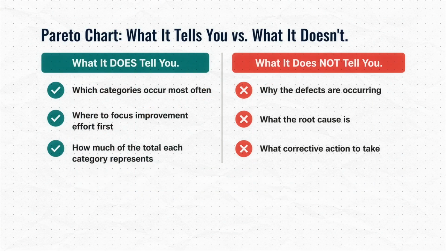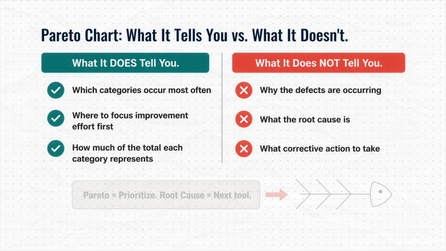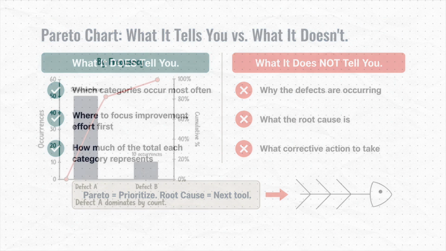Let's continue with a few practical points worth knowing. Pareto charts work on counts and frequencies, not on root causes. They tell you what is happening most often, not why. Once you have identified your vital few, you move to a cause and effect diagram. You can check the video on this problem-solving tool, highlighted in the corner.